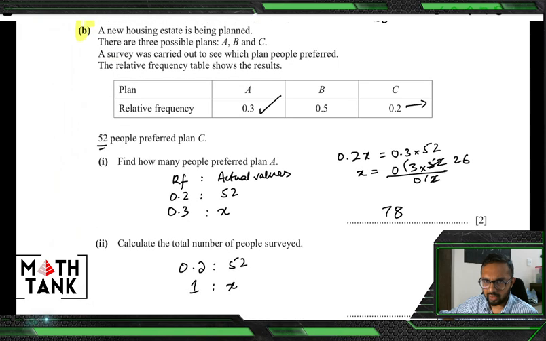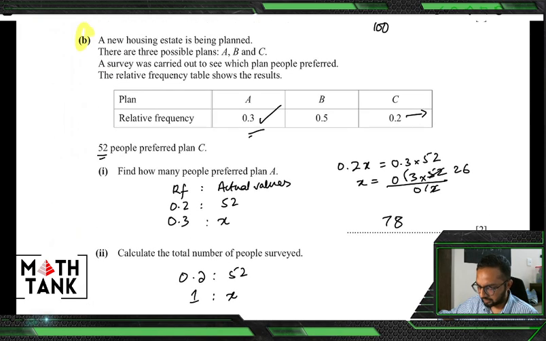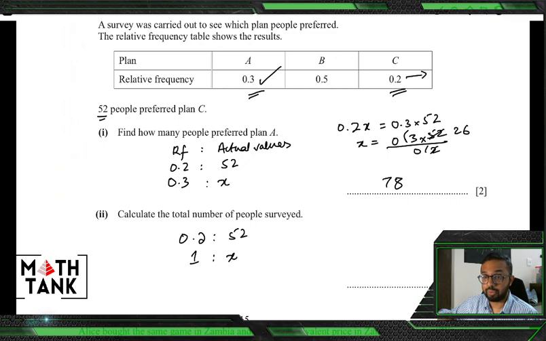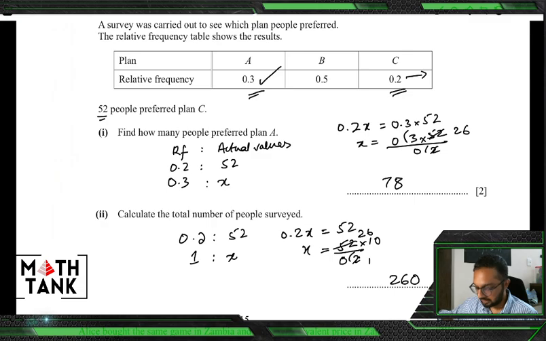I think that's very clever of the examiner, giving you numbers that add up to 0.5 together. So B should be equal to the sum of A and C. You could also do it directly: 0.2x equals 52. Not that that's difficult. 52 over 0.2, 10, 2 times 1, 2 times 26. So that's 260.